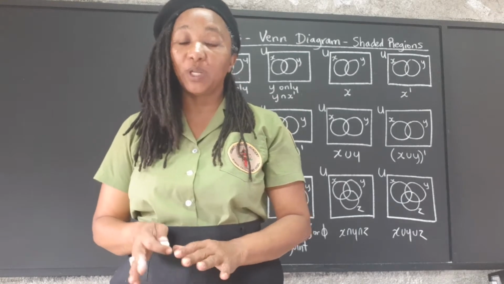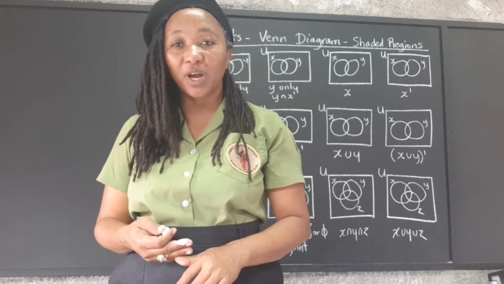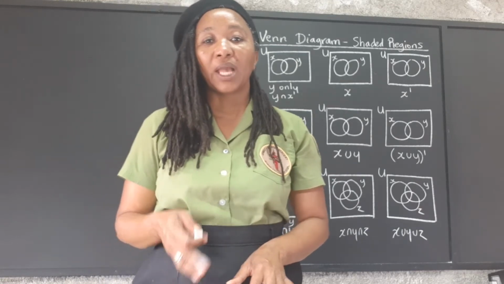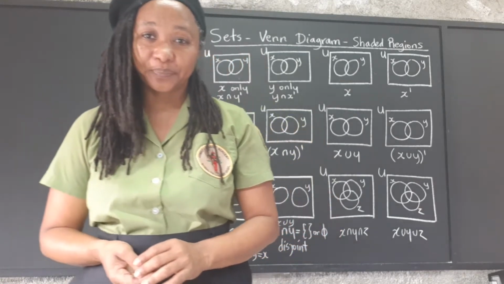Today we're going to be looking at the Venn diagram. We're going to be shading the regions as they are described.